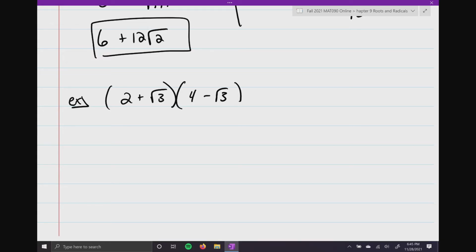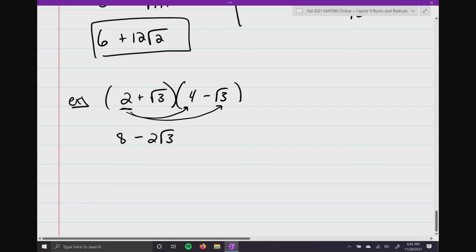We're going to distribute. So I underlined a 2. 2 times 4 is 8. 2 times negative square root of 3 is going to be a negative 2 square root of 3. Now I underline the square root of 3. Square root of 3 times 4 is going to be 4 square root of 3. So I'm going to write that directly underneath. Put a plus sign in the front because it is positive.